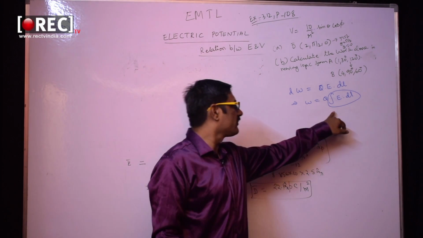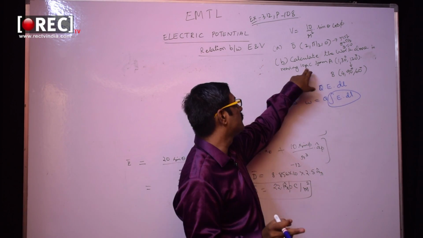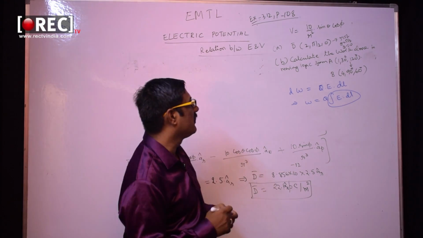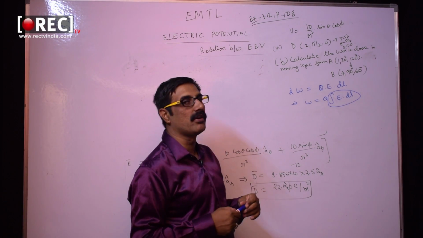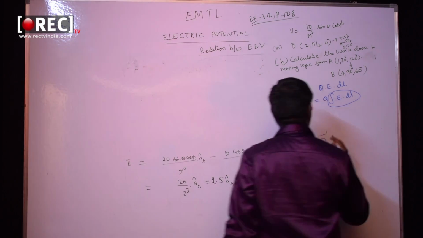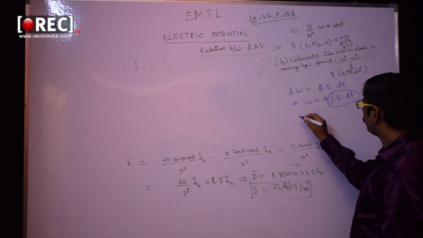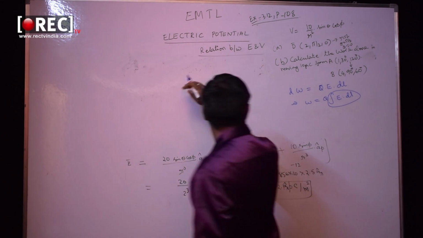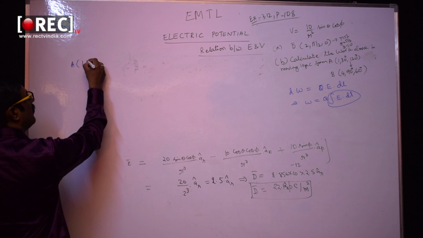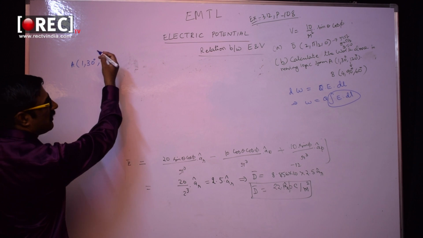For evaluating this line integral, we need to establish a path. The establishment of a path in such problems is very, very important. So how do we establish a path? You need to concentrate much on this concept because this is the basis for our B bits. Now we need to establish one path. Initially we are going to take from A, which is 1, 30 degrees and 120 degrees.